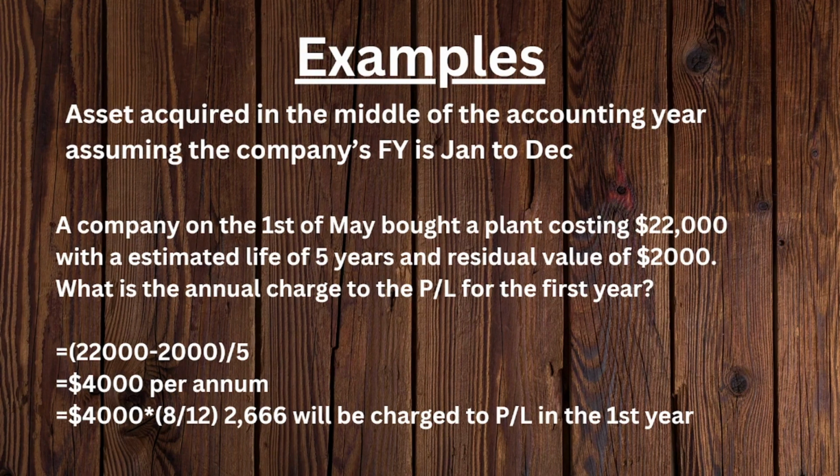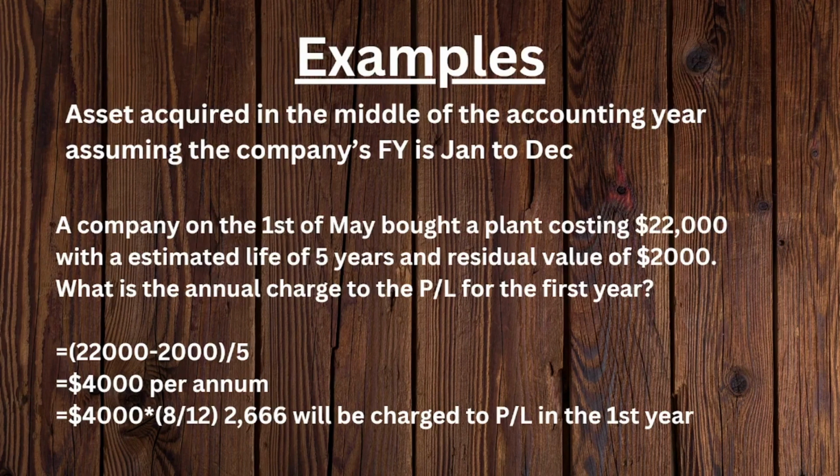So we divide 8 by 12, and then we multiply it by the annual charge, which is the 4,000. And in that case, we will get 2,666 for the first year. So these are the two examples that we will consider in this video.